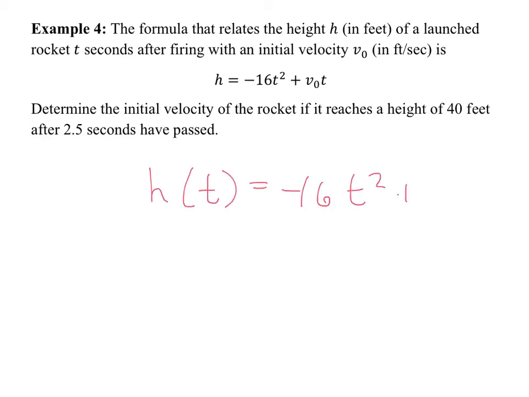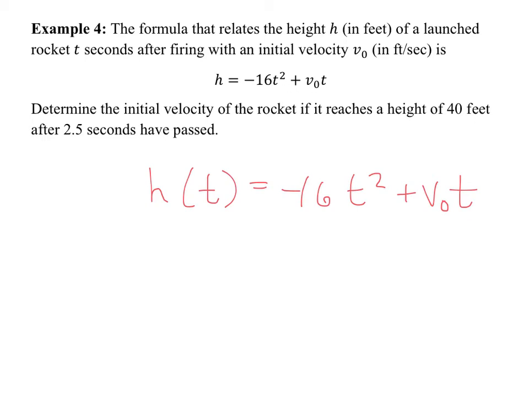You could really write the formula like this as well. I'm not putting that yet because we haven't talked about functions, but for those that have seen them, that's how you would really write it, because h, the height of the rocket, is a function of time, because it changes height as time changes. Now, we take a look at this equation. We're told to determine the initial velocity. Find the initial velocity of the rocket if it reaches a height of 40 feet after 2.5 seconds have passed.